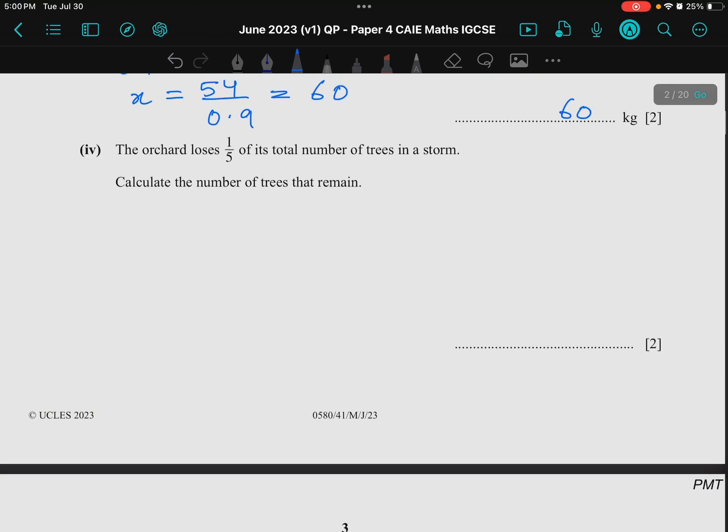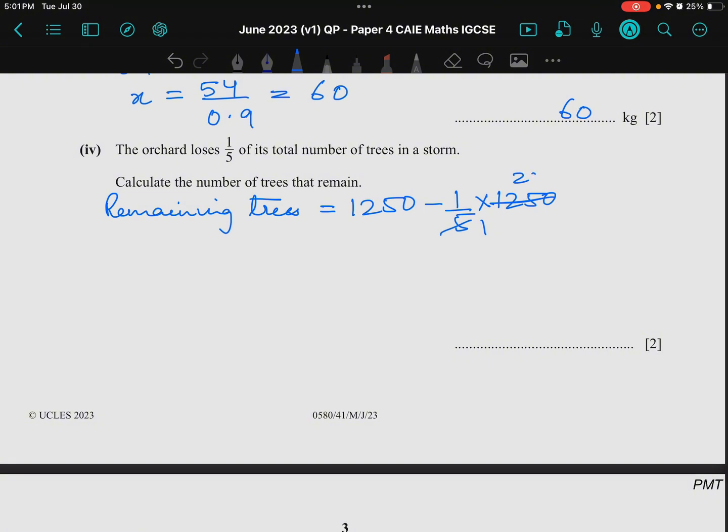Now the orchard loses 1 upon 5 of its total number of trees in a storm. Calculate the number of trees that remain. So remaining trees is equal to, what was the total number of trees? 1250, and subtract from this 1 upon 5 of its total, that is 1 upon 5 multiplied by 1250. 5 is a 5, 5 2s are 10, 5 5s are 25 and 0. So that means 1250 minus 250, which will give you 1000. Answer.